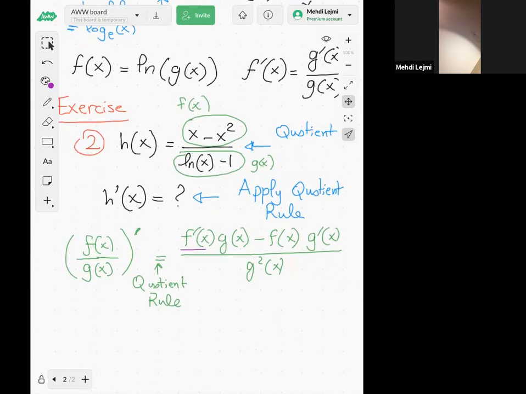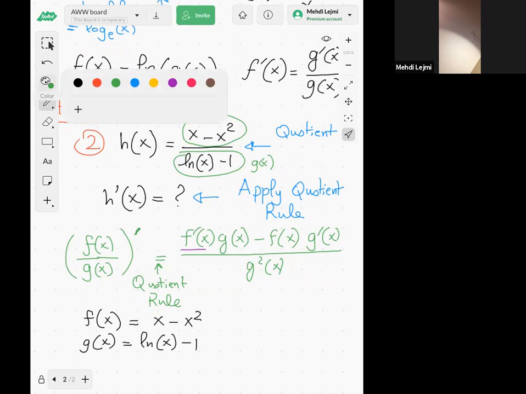Okay. Well, so I was saying F of X is X minus X squared. And we said that the bottom, G of X, is natural log of X minus 1. Now, when I look at the function F here, I want to compute F prime.